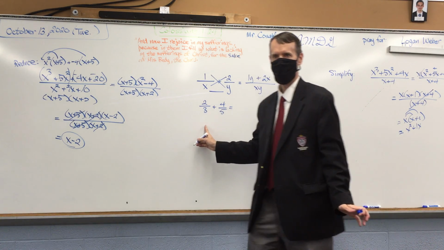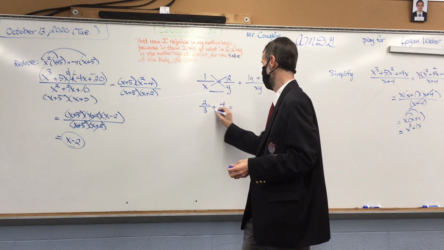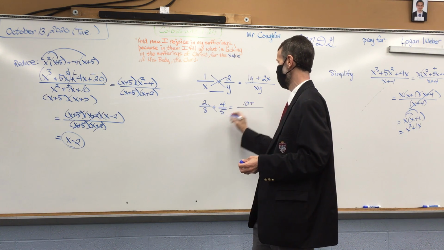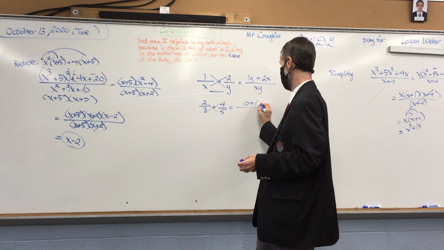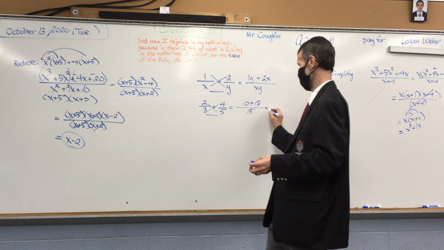Can somebody do this for me? So 2 times 5. Put that on top. Go ahead and do that. 10 plus 4 times 3, which is 12. 12, all over 3 times 5 is 15. Simplify.